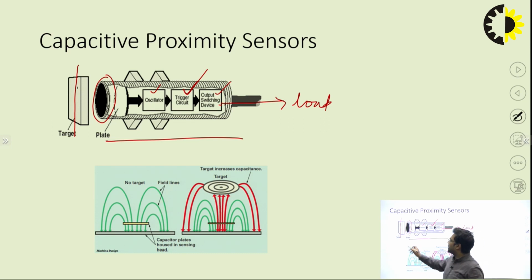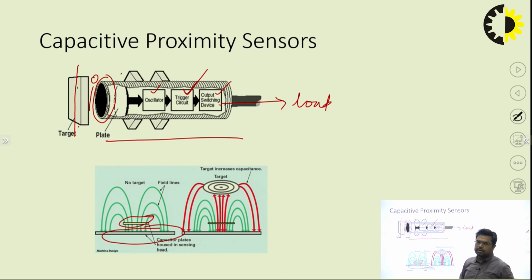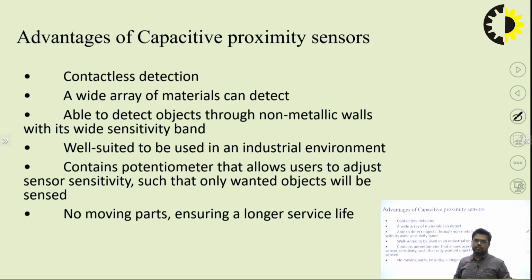But if the target comes within the proximity range of the sensor, the capacitance will change. As the capacitance between them changes, the electric field will change. As the field changes, the triggering circuit will give the signal further to the load to be either on or off, so that it can be detected. This is similar to inductive proximity sensors.